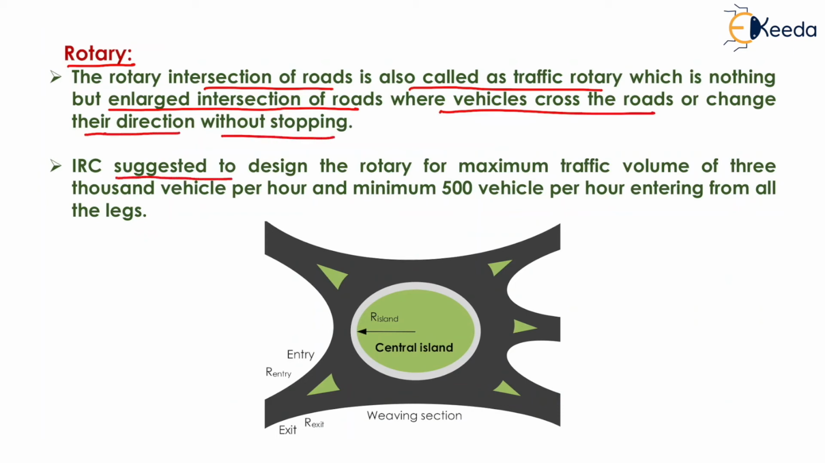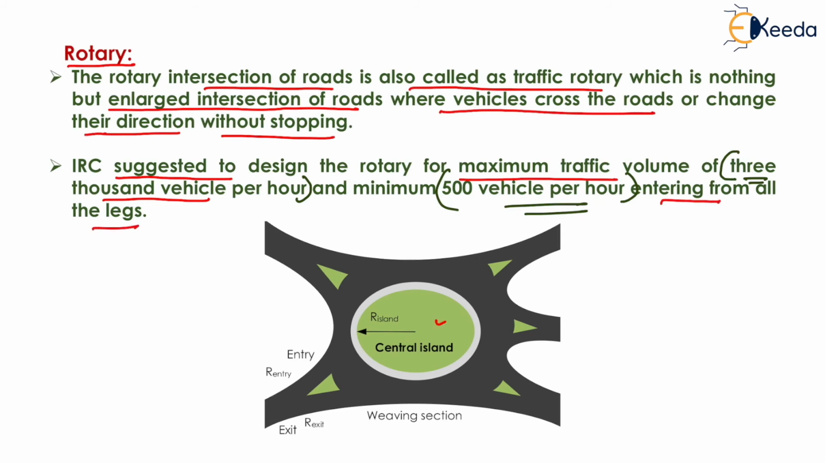IRC suggested designing the rotary for a maximum traffic volume of 3000 vehicles. Now this is very important. This condition is very important: the maximum traffic volume suggested for the design of a rotary is 3000 vehicles per hour and the minimum is 500 vehicles per hour, entering from all the legs. This is very important from the government exam point of view.